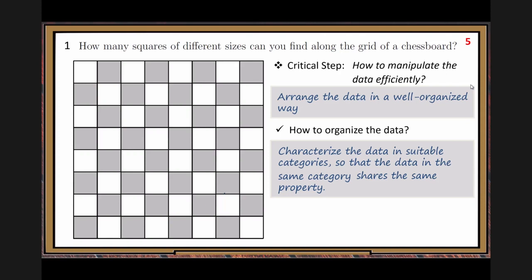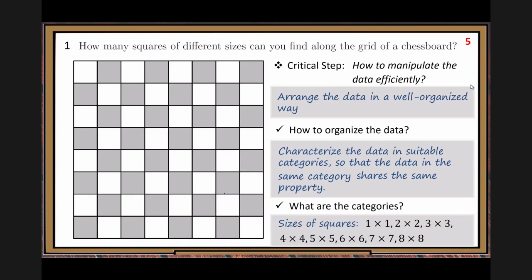After we characterize our data, you can see the benefit quickly because we can apply some formula. Okay? 7 by 7, that formula, we can use it. Otherwise, you cannot use any formula, right? So if you do not put in these 8 categories, which formula you can use? Hard to imagine. Too messy. So you can see the benefit immediately. What are the categories, sizes of squares? These 8 sizes.